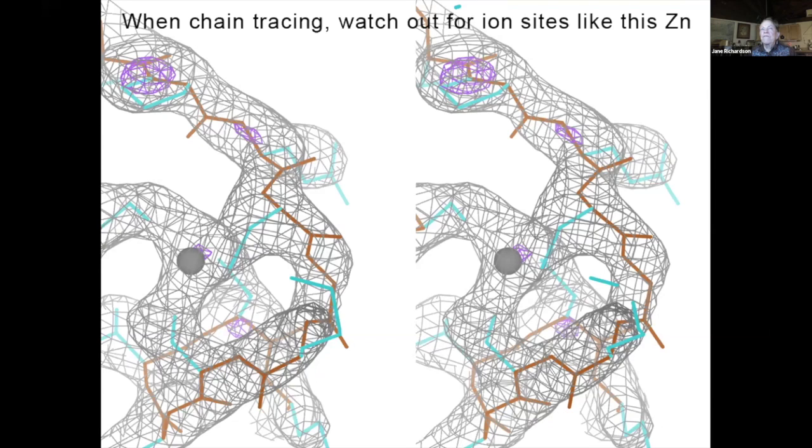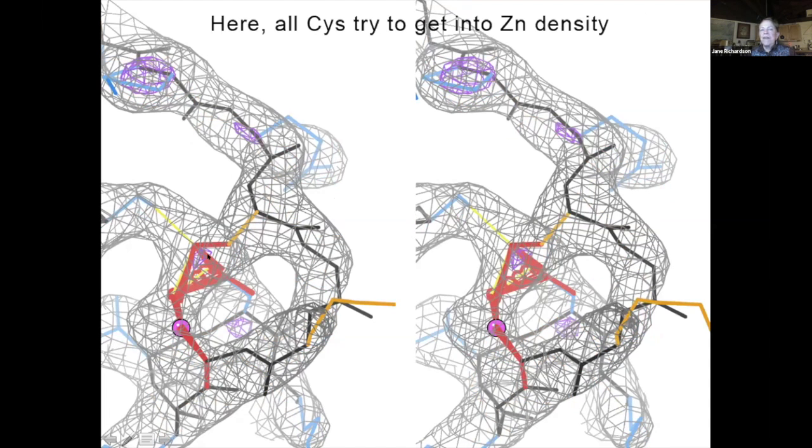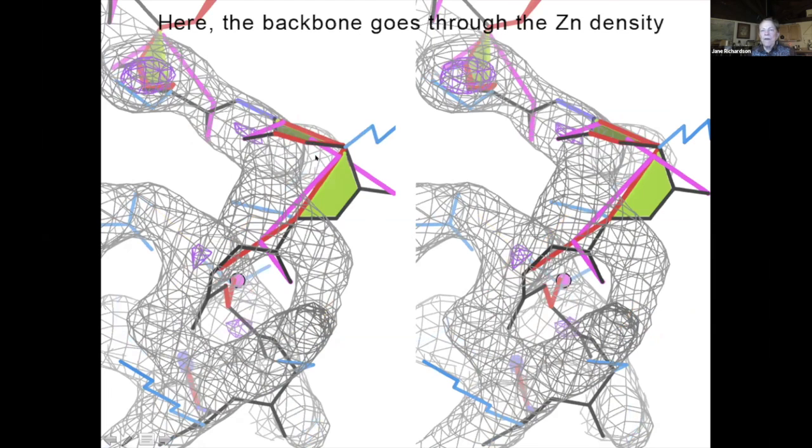So for instance, one of them is that if you have an ion site that you don't know about, then the chain tracing is not very reliable. So this picture has the right answer. That's a zinc site down there. And the chain should go around it and it should have 4 cysteine ligands. But if you don't know there's a zinc there, in this case, all the cysteines tried to get into the zinc density. And even worse, in this one, the main chain went through the zinc density, which really made a mess. So that's one thing you can look for.